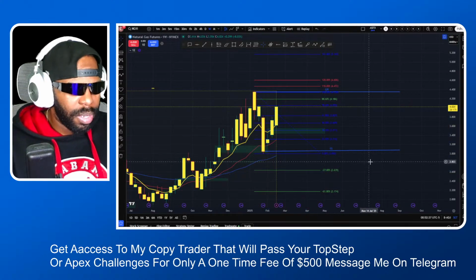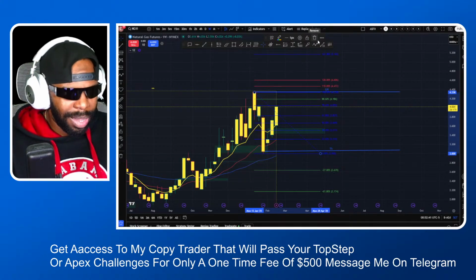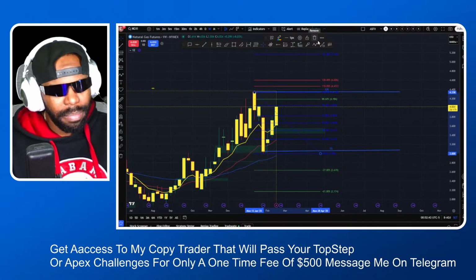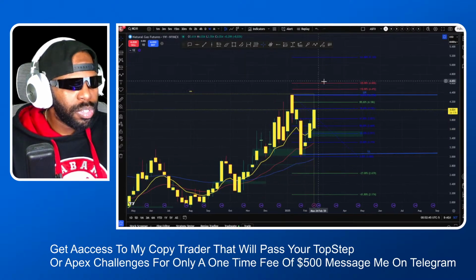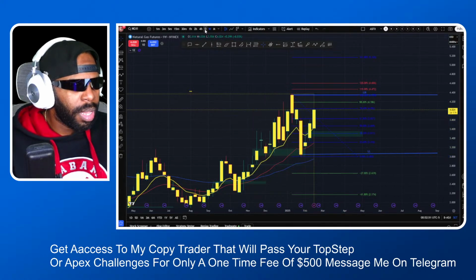But this is the weekly chart. You want to make sure you look at all time frames, like the daily, the 4 hour, and then break it down to the 5 minute time frames. But that's what's going on right now on the weekly time frame. Let's go to the daily.